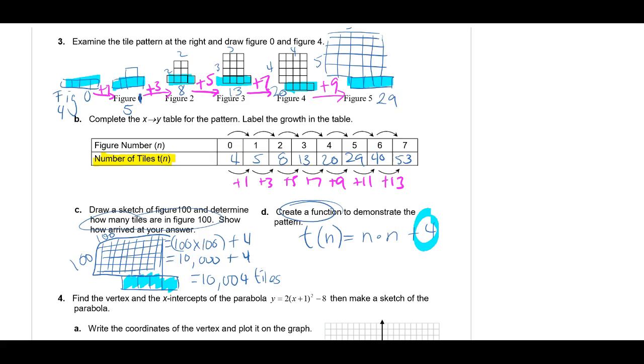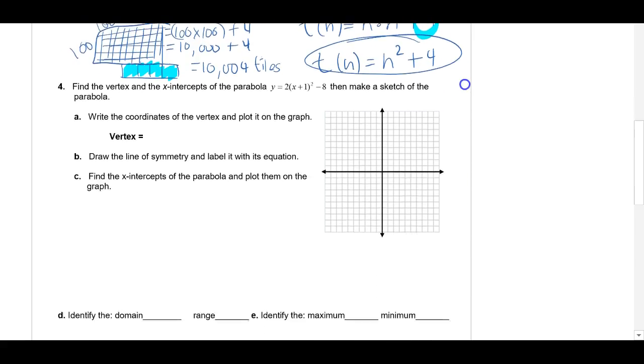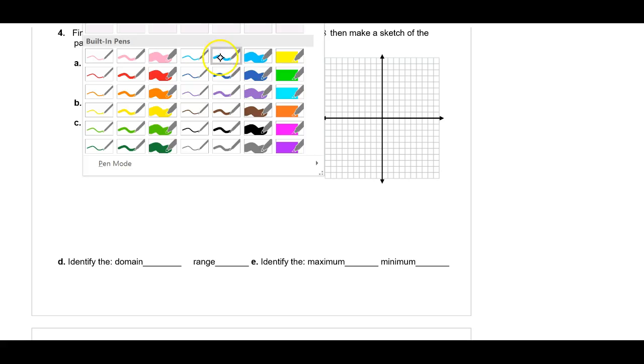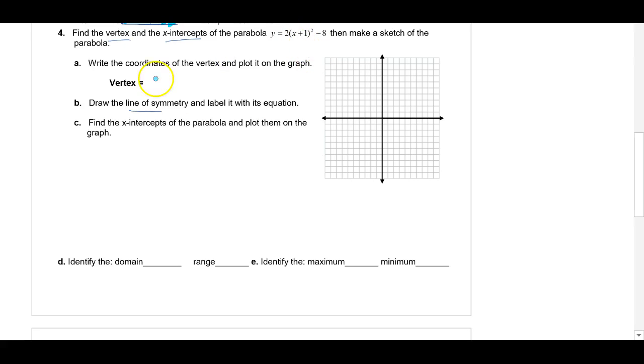All right. So now simplify that, and t of n is equal to n times n, which is n squared. And there is your function. Okay? So now go down here. Now you're going to find the vertex, find the x-intercepts, and also the line of symmetry. And you're going to make a sketch. So first let's find the vertex of this vertex form quadratic. And the nice thing about vertex form is that the vertex is right there for you.